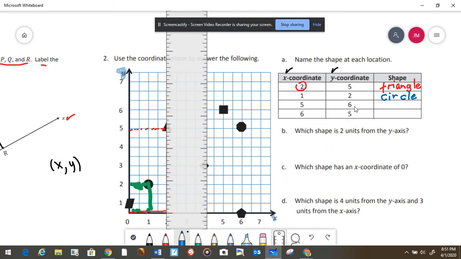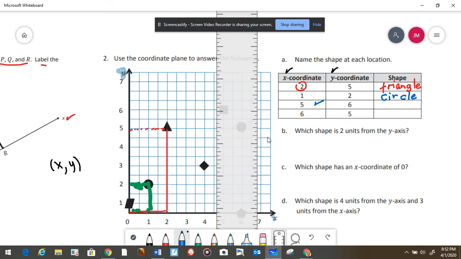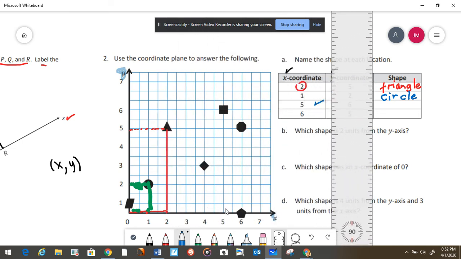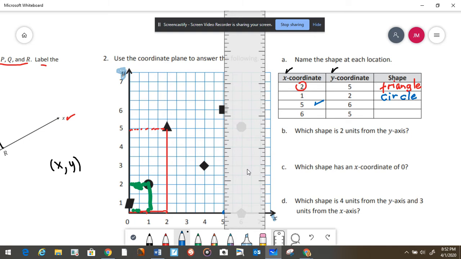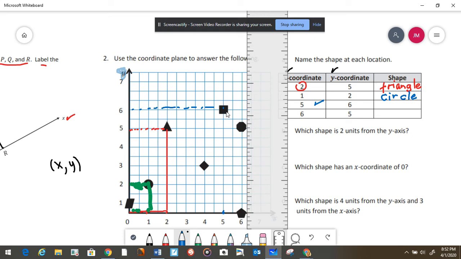Okay, let's look at the third one. The x is a 5. So we're going to look at a 5. So 5 is right here. Okay, here's 5. And then we're going to fly. It's going to be 6 all the way up. Oh, look, here's a 6. So that's where they meet. So the shape at that particular coordinate will be the square.